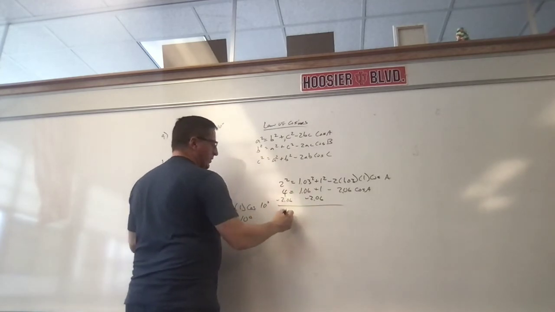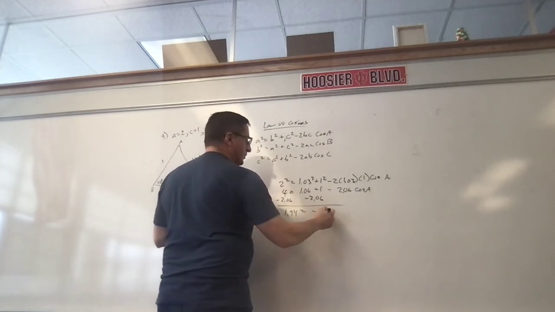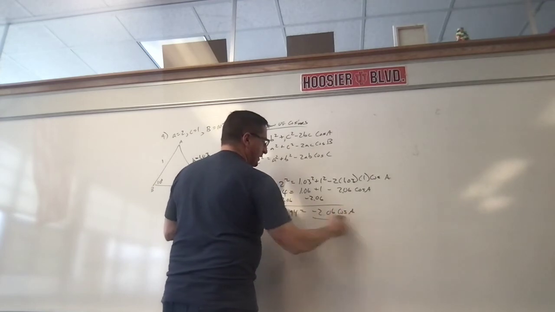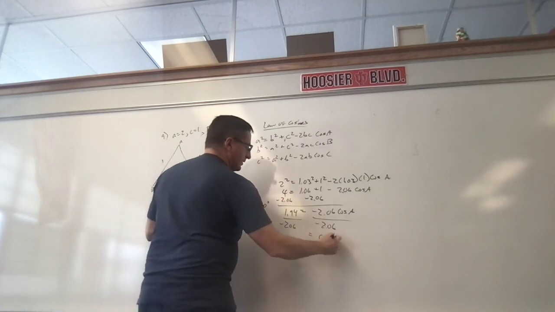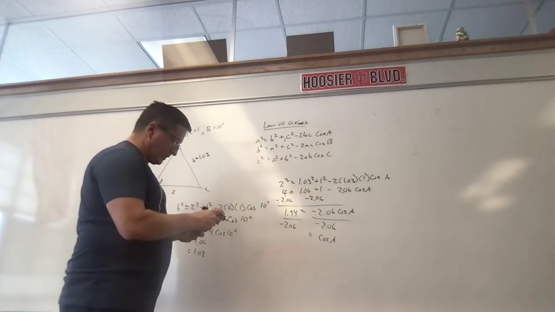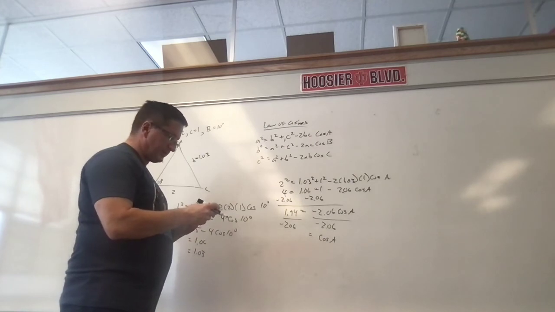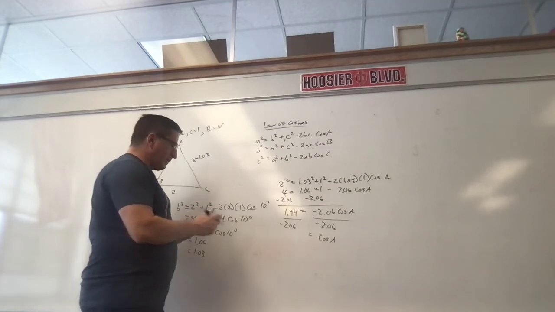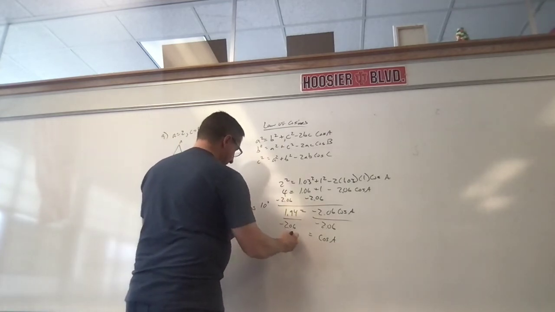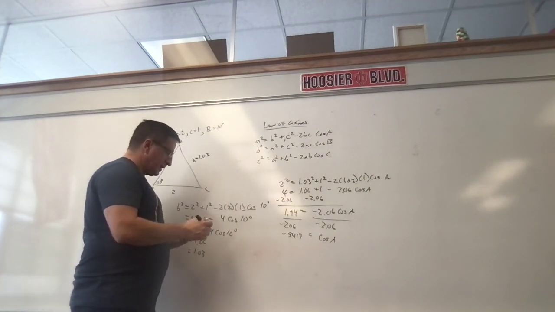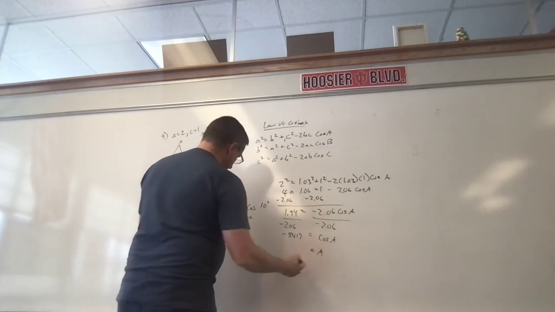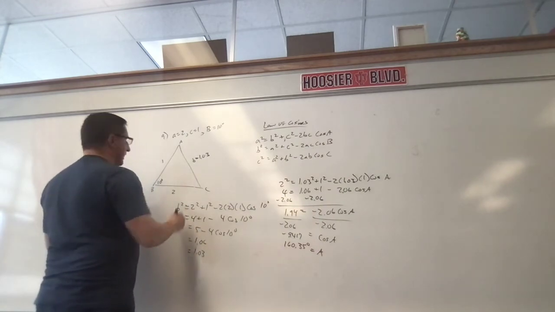So 4 minus 2.06 is 1.94, equals negative 2.06 cosine capital A, divided by negative 2.06 on both sides. Look at that, we divide that out. 1.94 divided by negative 2.06. Do that, you get about negative 0.94. So take the inverse cosine of that, we get about 160 degrees. A is 160.35 degrees. That's A.